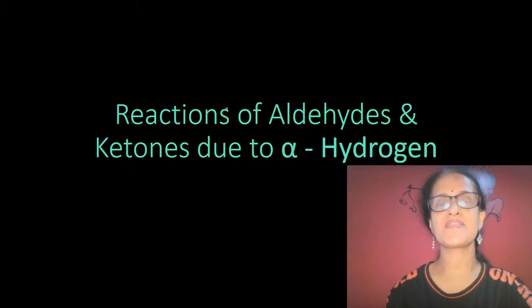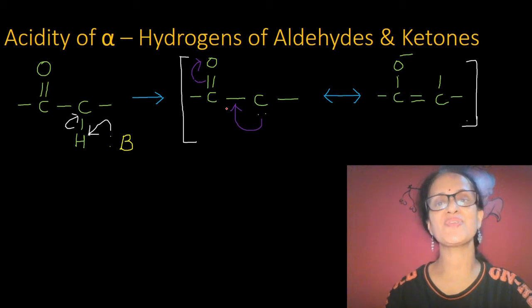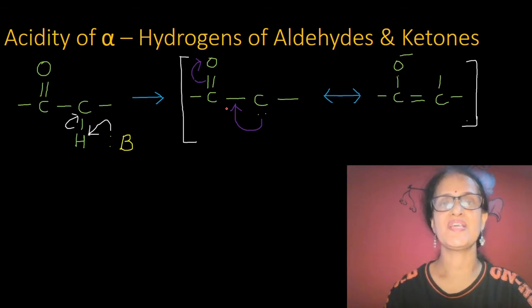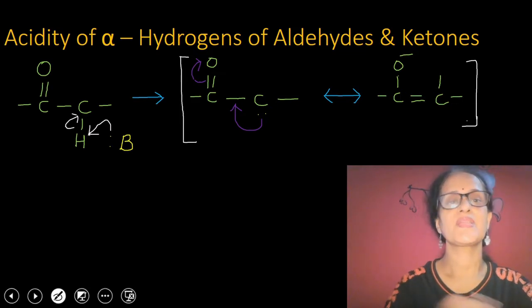So our topic is reactions of aldehydes and ketones due to alpha hydrogen atom. We will start our discussion with acidity of alpha hydrogens of aldehydes and ketones. Students, alpha hydrogens of aldehydes and ketones is acidic in nature. So first of all, I want to discuss with you what is an alpha hydrogen atom.